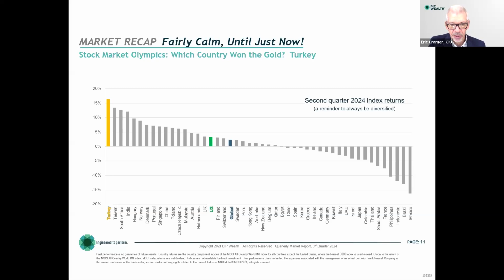My point here is really that if you're a diversified investor, you are dodging so much of this volatility that's out there. But anybody concentrated in just a few stocks, or anybody concentrated in just one country, not being diversified, might not be having quite the smooth ride that you're having.